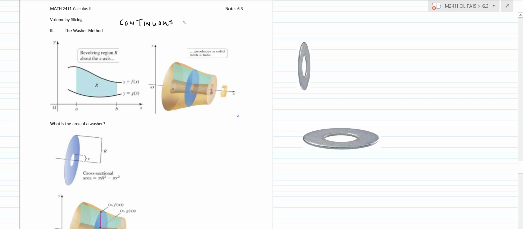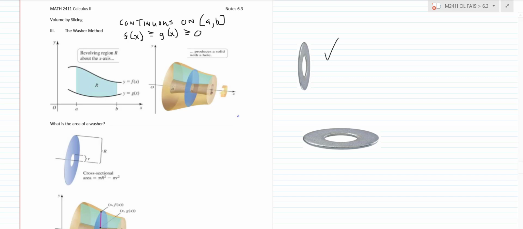Okay, so we're continuous on a to b. All right, like that. And we have two functions, f of x and g of x. On this interval a to b, f of x always has greater function values than g of x, and they're above the x-axis. So there's a couple things we're going to check on this.